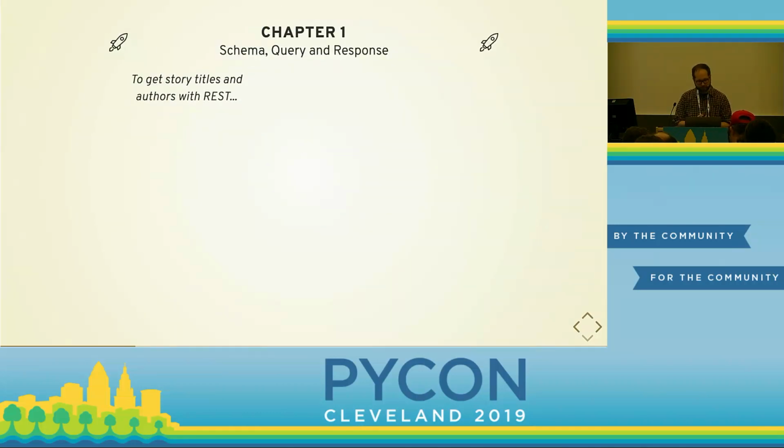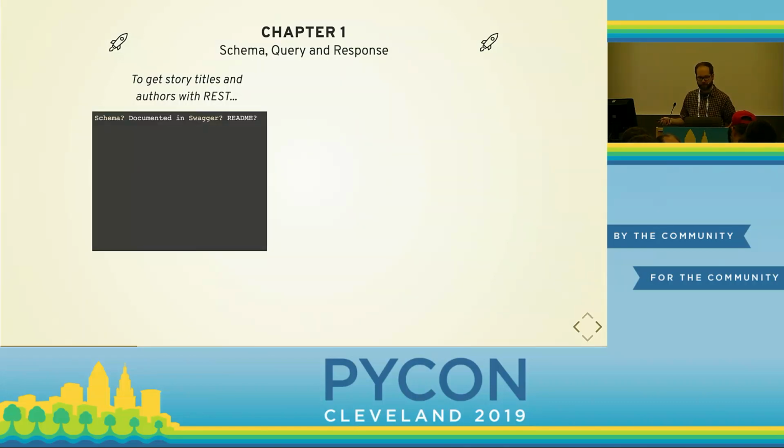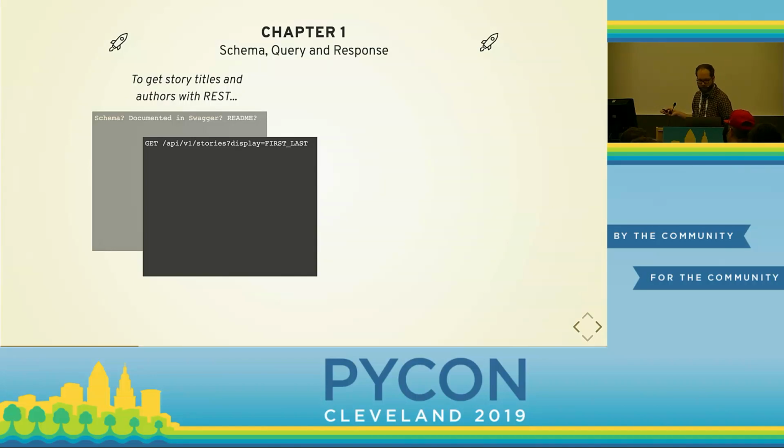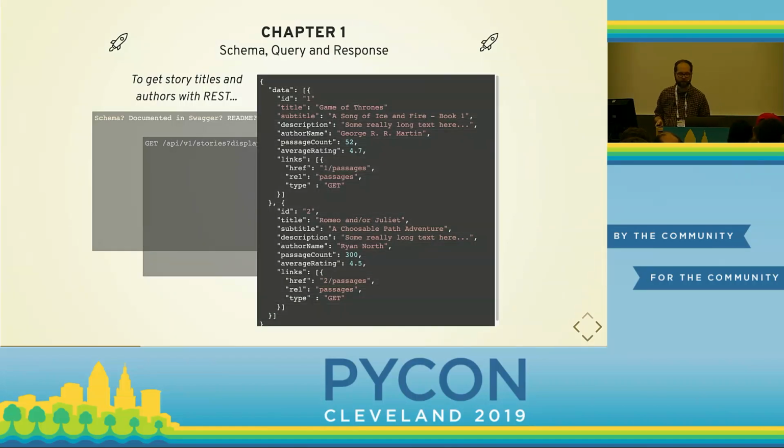With REST, to get the story titles and authors, we don't really have a schema. It may be documented in something like Swagger. We may have some other generated documentation or a README. We may ask somebody on their team which endpoint to use. But eventually we'll find our endpoint. So we'll get our API v1 stories, and we'll pass an argument for how we want the name to display. And then we'll get a response, which may be a little bit more data than we really need right now.